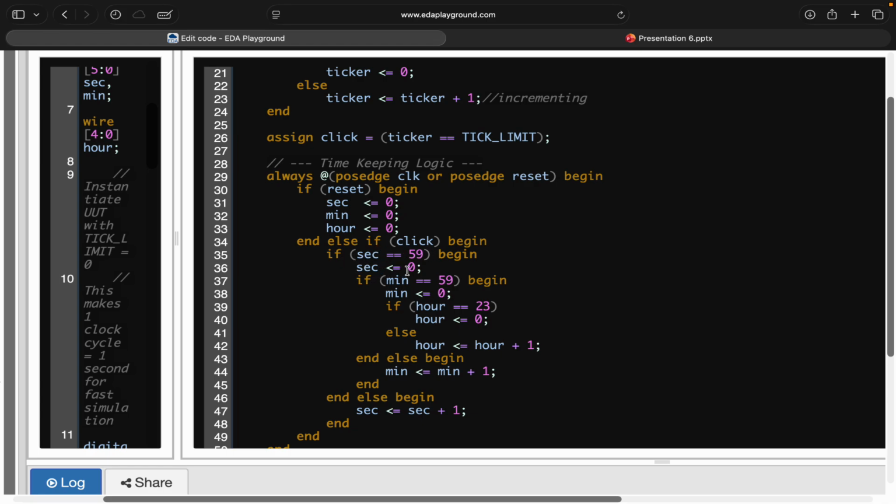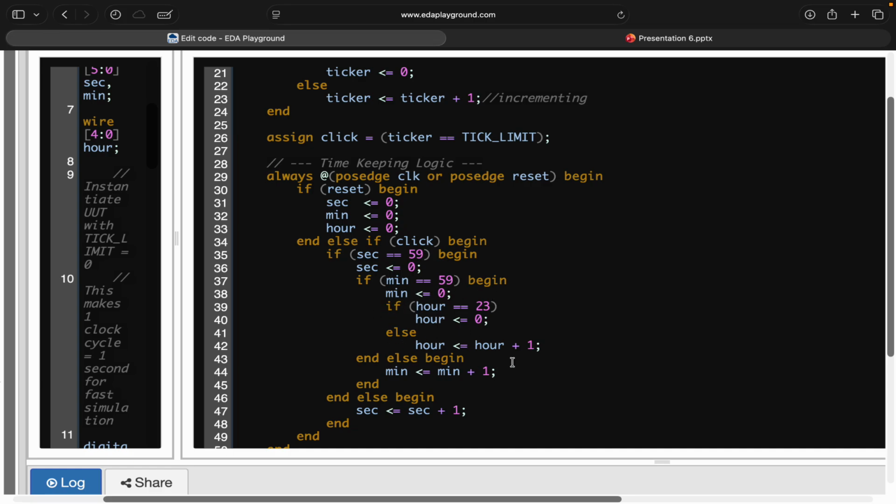It will become 0. Then if minute is also equal to 59, and if click is high, in any one of these cases, either click is high or minute becomes 59, that means 60 minutes completed, this minute will again become 0. Because when you are doing a clock, let's consider the time to be 10 o'clock. Now it will go till 10:59. Again you want the clock to reset, right? The minute hand should again start from 0. So that is where this will be helpful.